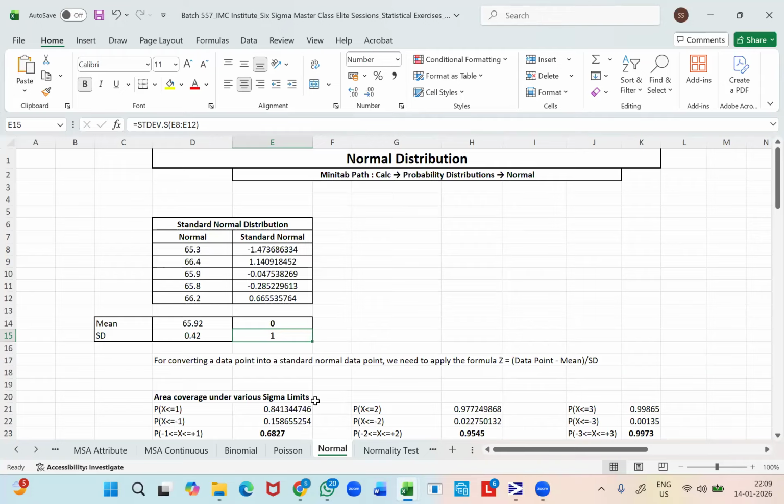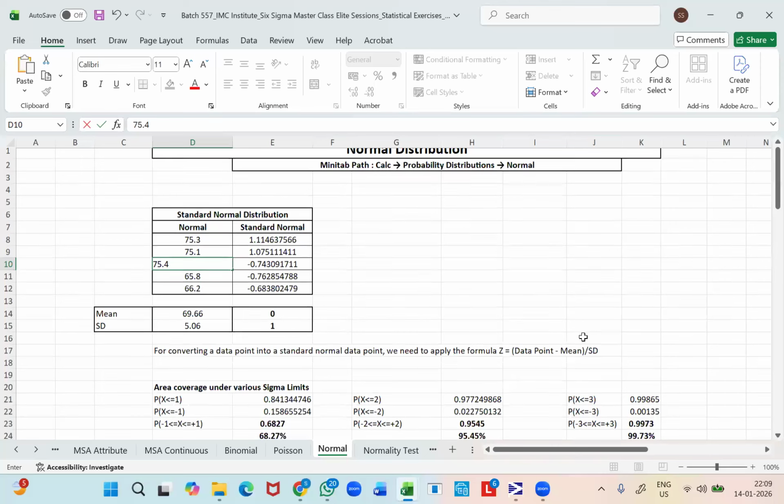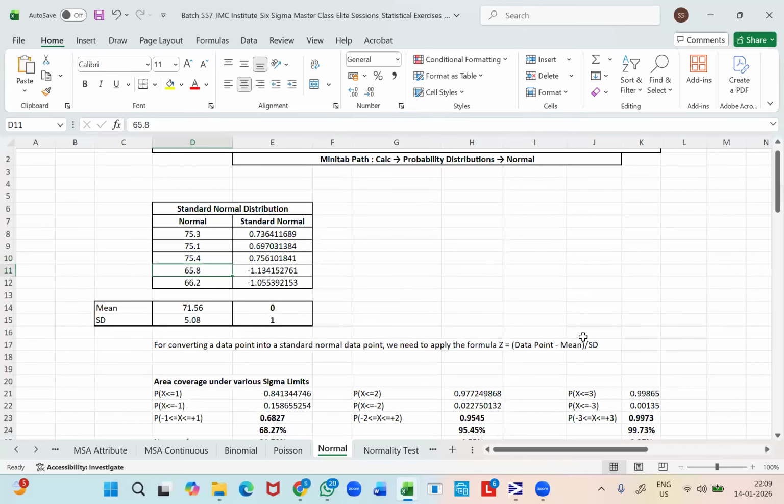So you can change the normal data set to any value. Let me just provide values in the range of 75 and odd. You can see all the other values changing here, except for the mean and standard deviation of the standard normal data set. All these are formula driven, right? This is an important property of the standard normal distribution.